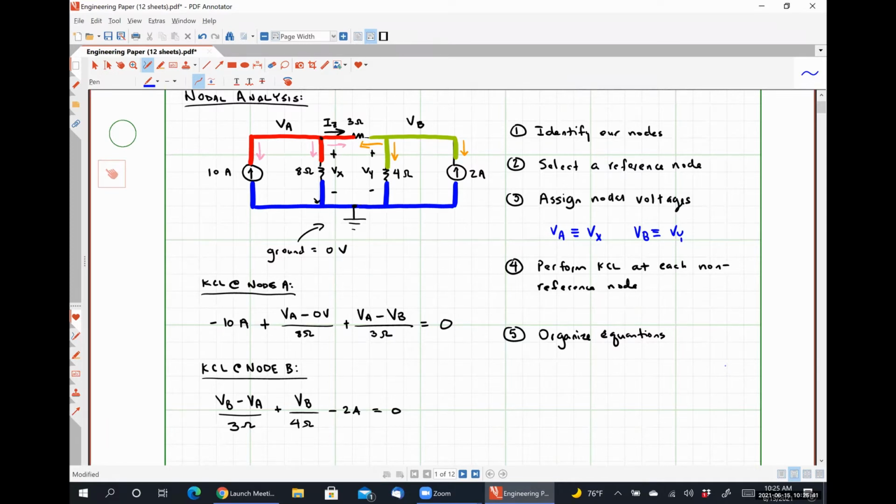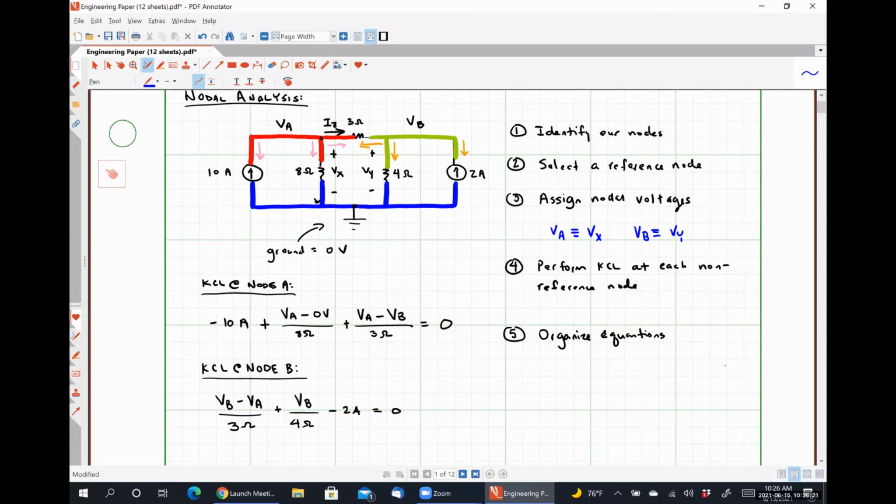So you guys don't know it yet, but we've actually already written an equation for that current IZ, all right? So let me explain what I mean. The current IZ is the current that's flowing through the 3-ohm resistor. Everybody okay with that? All right, nobody's saying no, so I'm going to assume you're okay with it. That current is flowing from the left to the right through the 3-ohm resistor, which means it is flowing from node A to node B through the 3-ohm resistor.